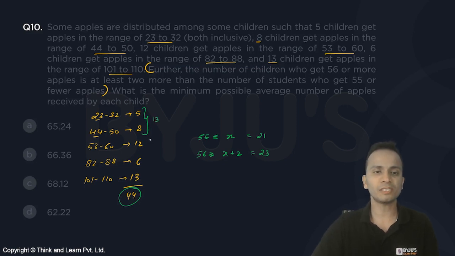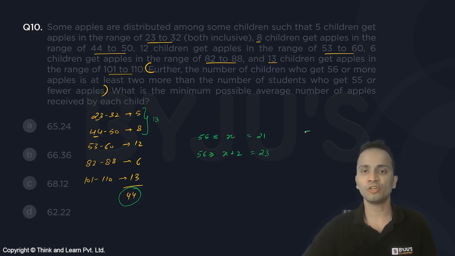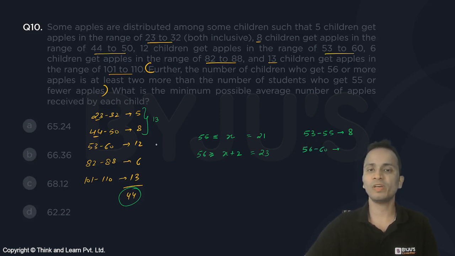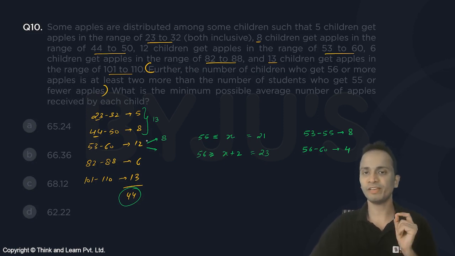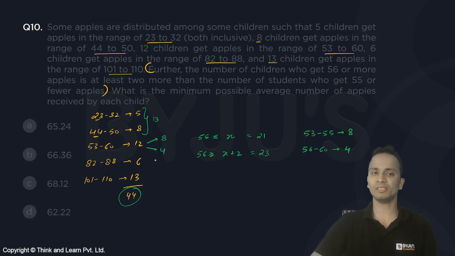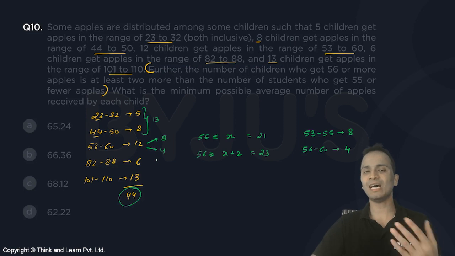So that means the children in the range of 53 to 55, there will be another 8, and children in the range of 56 to 60 will be 12 minus 8, that is 4. So this 12 children will be divided in two different ranges. 8 children will be getting 53 to 55 apples, and 4 children will be getting 56 to 60 apples. Okay, that's it.